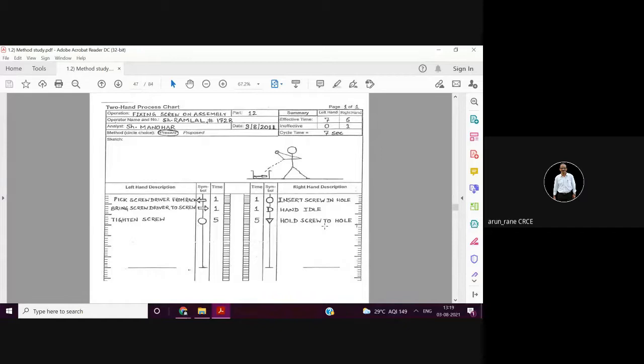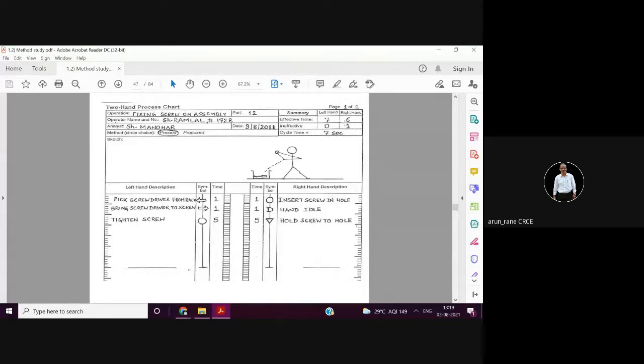So we have to see now which hand is more busy, which hand is less busy, and how to effectively utilize both the hands. So this is what effective time is. Left hand is used for 7 seconds, right hand is used for 6 seconds. Okay, so that means your right hand is ineffective for 1 second, or in a total cycle time of 7 seconds, the right hand was idle for 1 second.